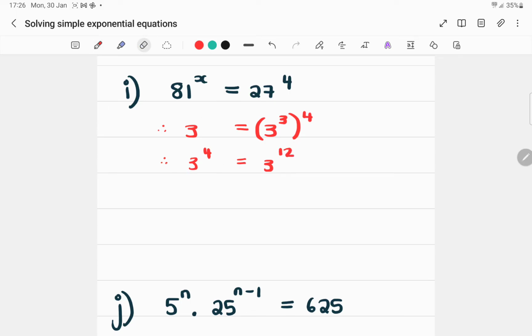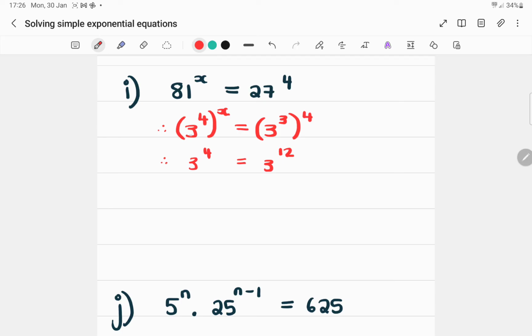Again, sorry. I'm just going to carry on. 3 to the power 3 all raised to the power of x. So I want to make sure, or is it 4? In fact, it's 3 to the power 4. Sorry. So the 81 I replace with 3 to the power 4, all raised to the power of x, and 27 becomes 3 to the power 3, all raised to the power 4.